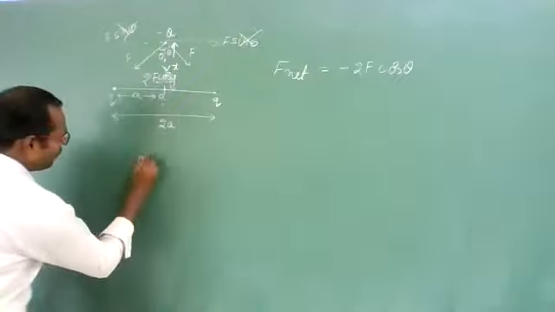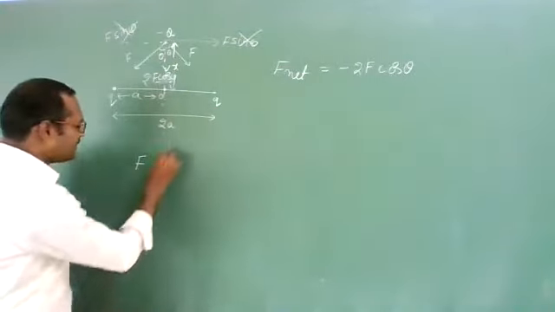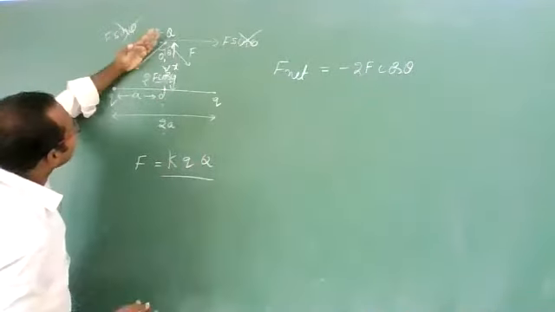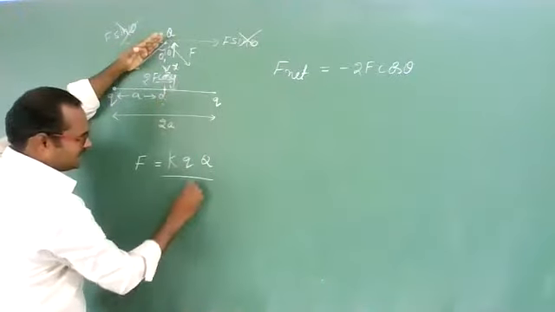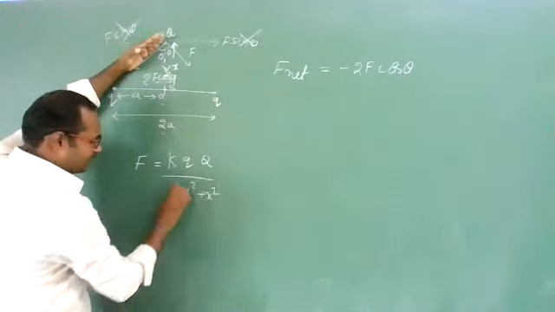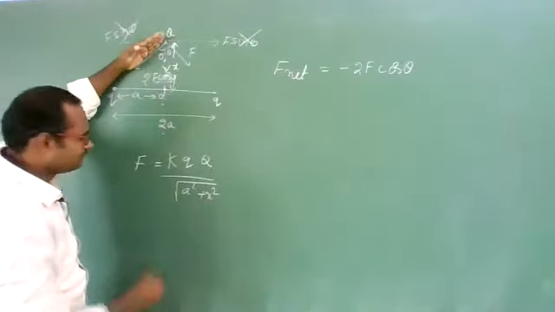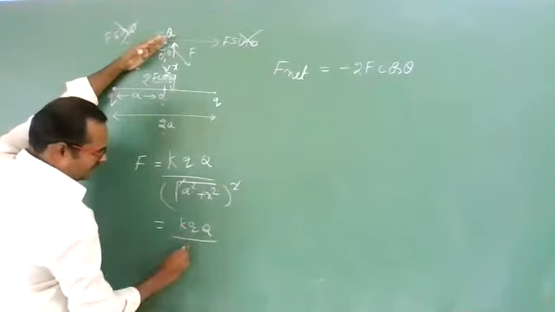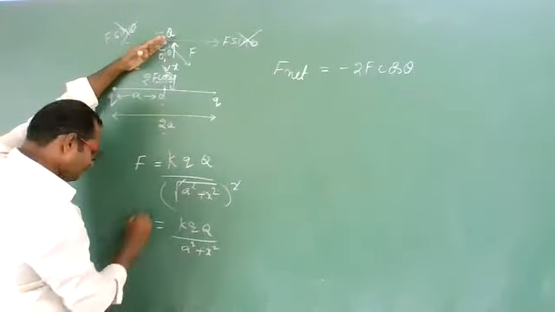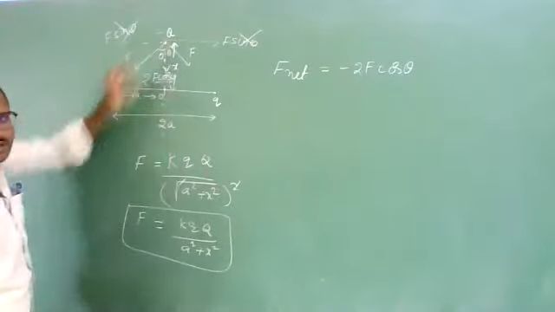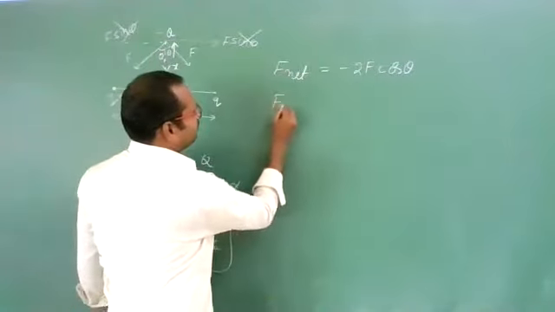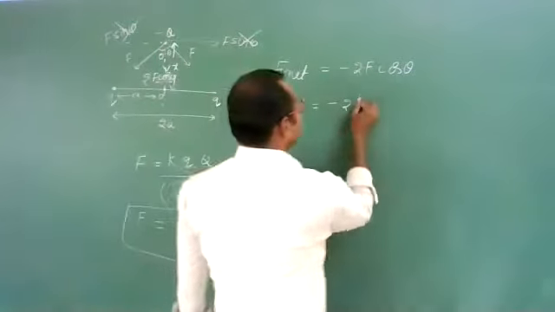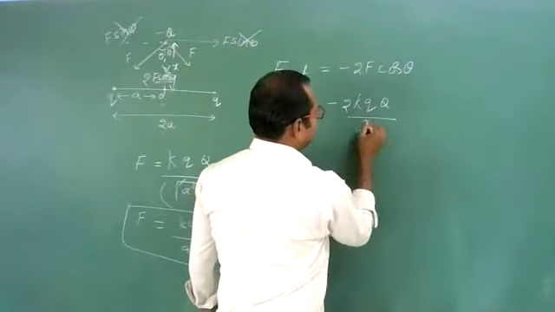What is the F value? F is the force. Force can be written as K Q Q divided by R squared. R is how much? Square root of a squared plus x squared, a right angle triangle, whole squared. Root and square cancel, and you will get K Q Q by a squared plus x squared. This is the force acting. Substitute here, and you will get net force equal to minus 2 times the F value, K Q capital Q by a squared plus x squared, times cos theta.